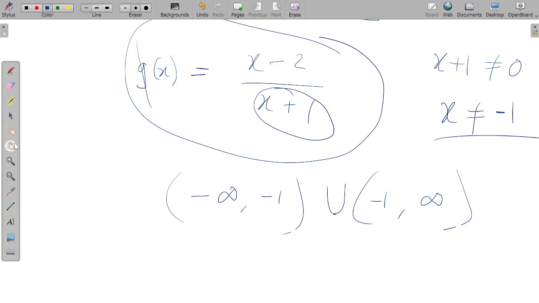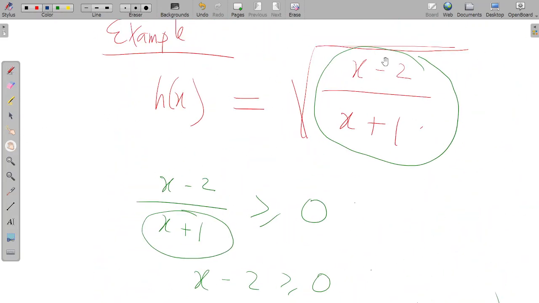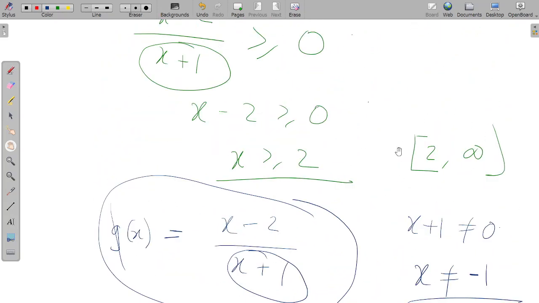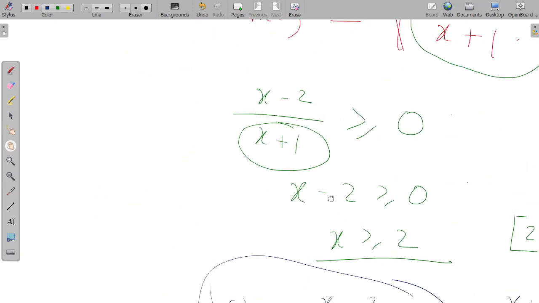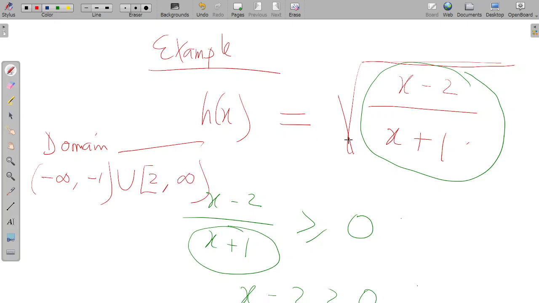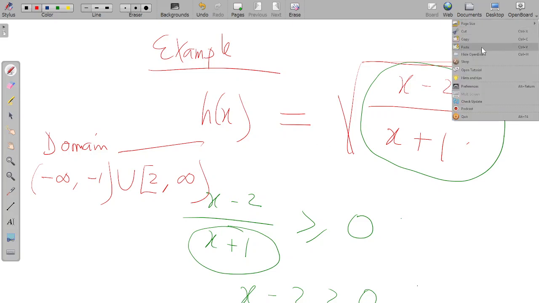Now we are considering where it is under the root. So the second part is replaced with this other one because of the root. The domain of this function under the root is now negative infinity to negative 1 union 2 to positive infinity. That will be the domain of that function because of the root that is there.